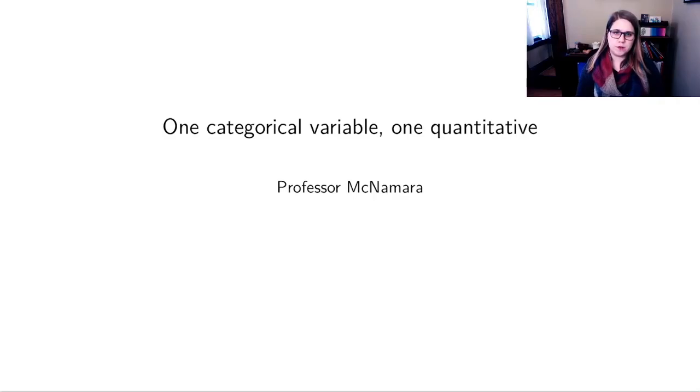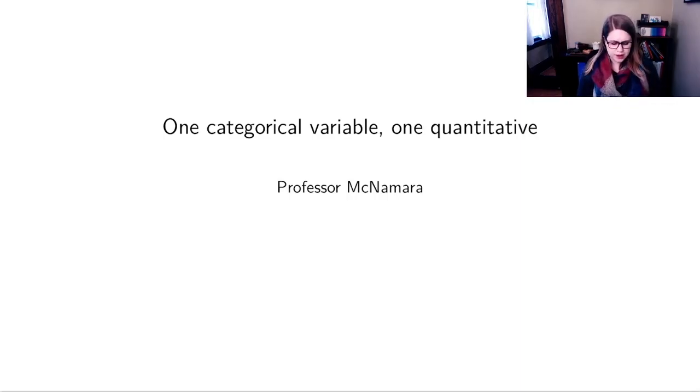So we talked a few videos ago about how we could do exploratory data analysis if we had one categorical variable. We also talked about two categorical variables. Then we moved on to one quantitative variable, and we spent a while thinking about center, shape, and spread. And now we're going to think about a mixture, one categorical variable and one quantitative variable.